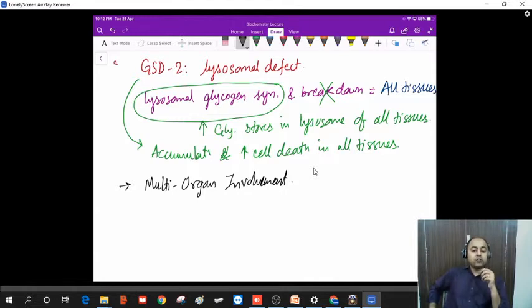Normally, the amount of glycogen being synthesized in the lysosome is very small, insignificant, and in normal individuals we don't even need to mention it. But it becomes significant when the breakdown is defective in glycogen storage disorder type 2. Otherwise, it is insignificant and need not even require a mention.